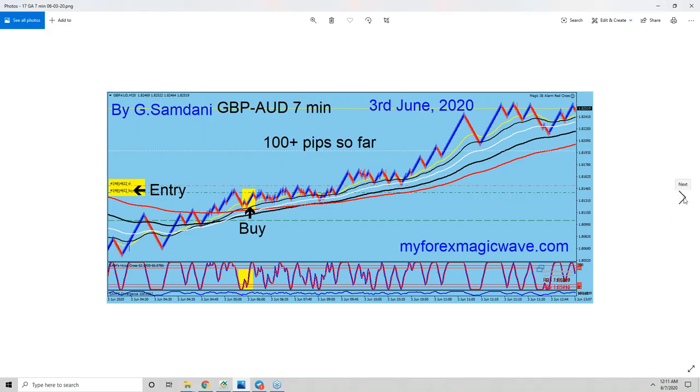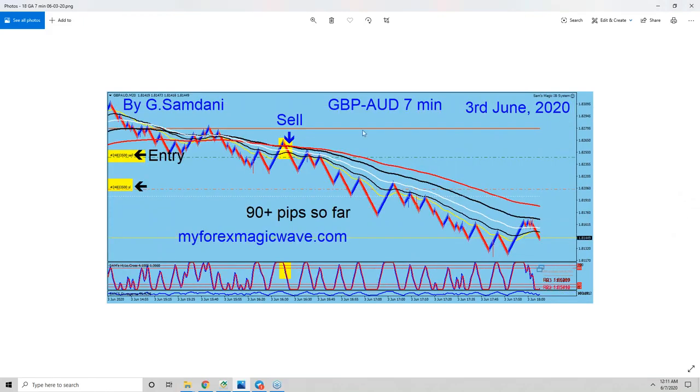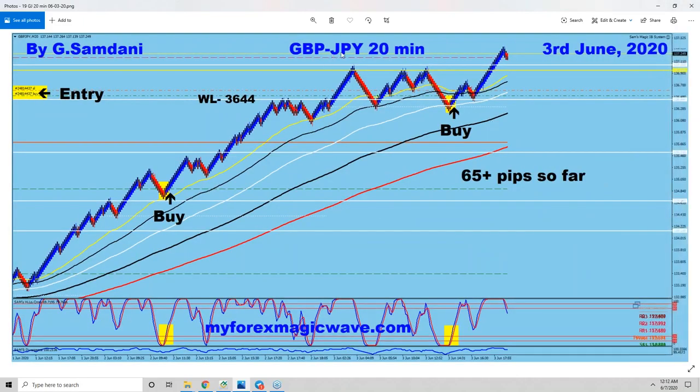Usually it's like 110, 115. I just write 100 pip plus. Pound Aussie sell order, see this here as SL move, excuse me, June 3rd, pound Aussie, 7-minute. A lot of trades in this week. Pound yen buy order 65 pip on the 3rd.